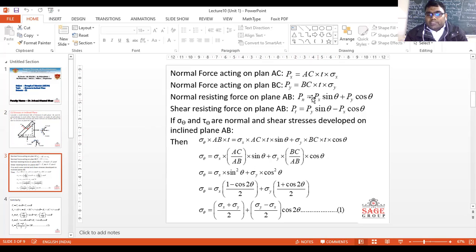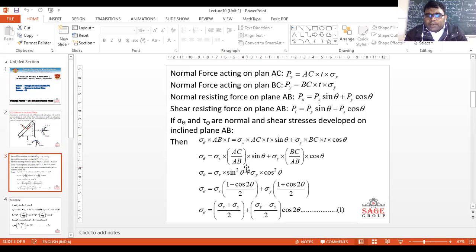So in place of Px you put AC into T sigma x sin theta plus sigma y BC T cos theta. I just put the values of Px and Py from here. This is the step. And this AB, you divide in both terms. So now it becomes AC upon AB and BC upon AB, and the T cancels out. So it becomes sigma x AC upon AB sin theta plus sigma y BC upon AB cos theta.